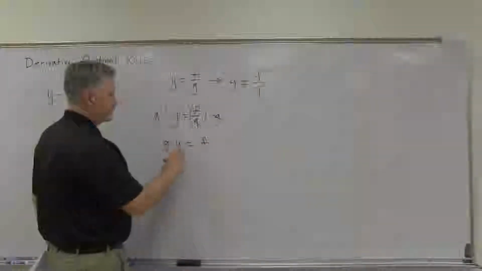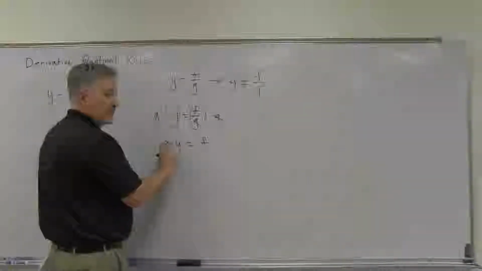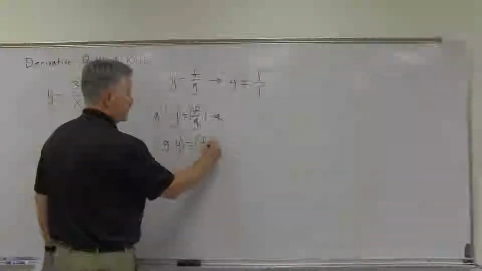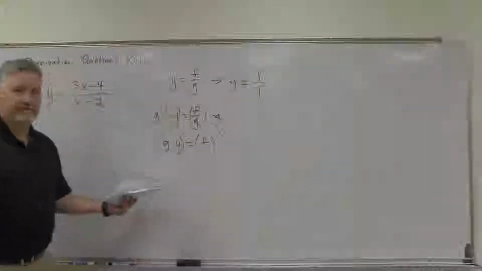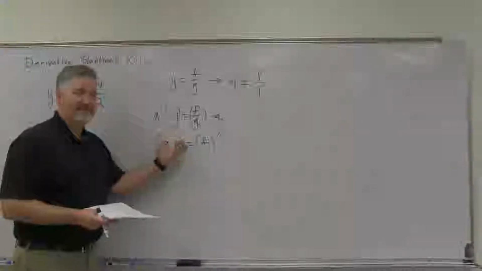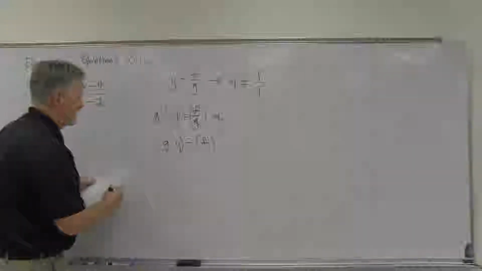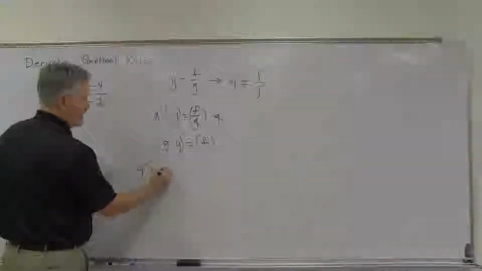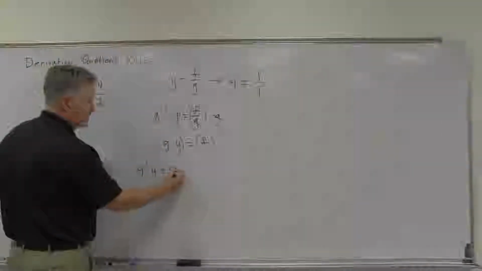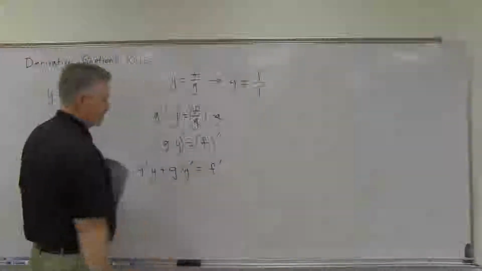Now, the goal is I'm trying to find y prime, so let's take the derivative of both sides. Doing the same thing to both sides, that's usually a legal maneuver, isn't it? What's the derivative of this side? What have I got? A product. I can use the product rule here. So g prime times y, plus g times the derivative of y, g times y prime. And this side is just f prime.